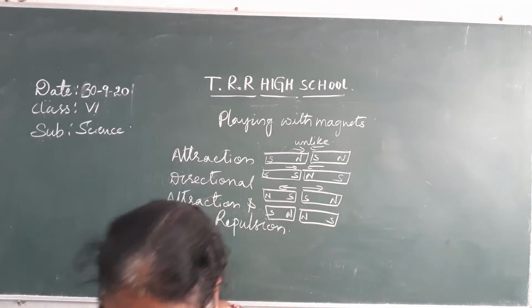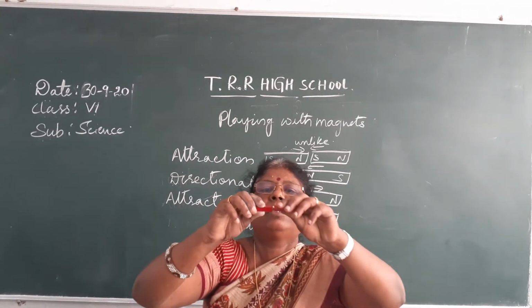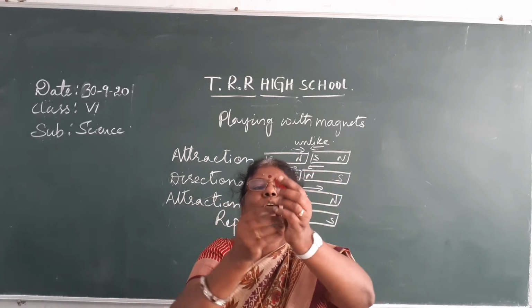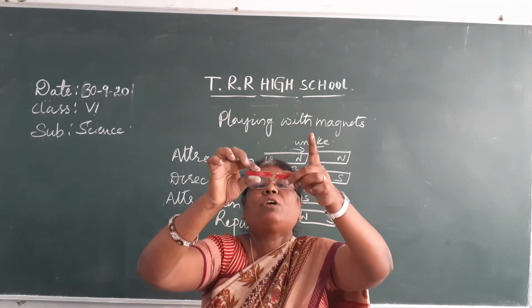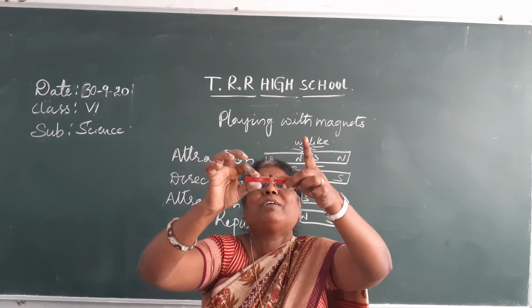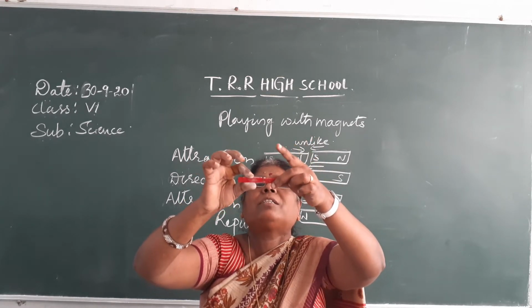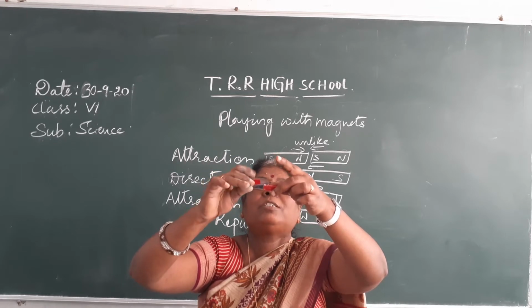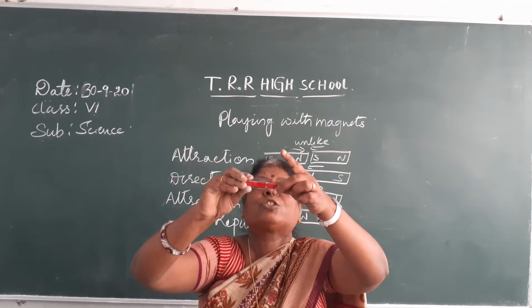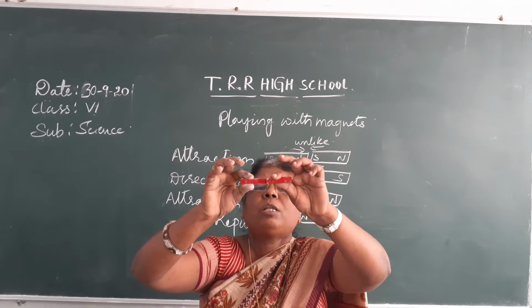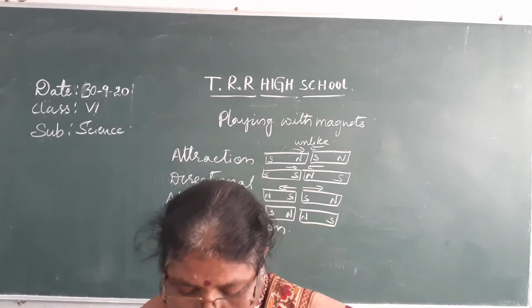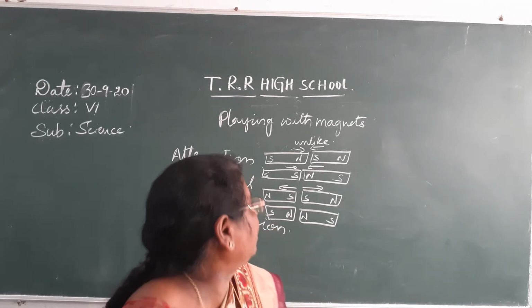Here I will show you how this takes place. See, attraction is there. Now I will change the pole. See, there is no attraction. They move away. No attraction. These are the like poles. Now I am changing the pole. See, attraction. North and south pole or south and north pole always attract, isn't it? Already I explained this to you.